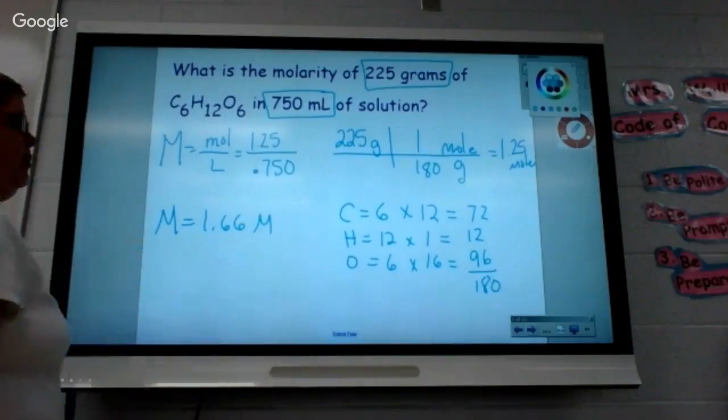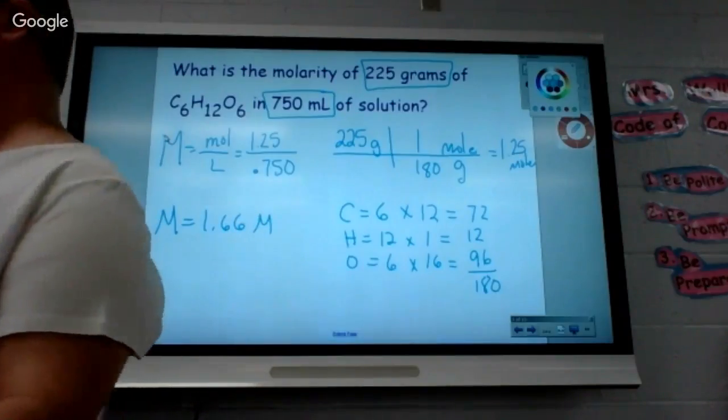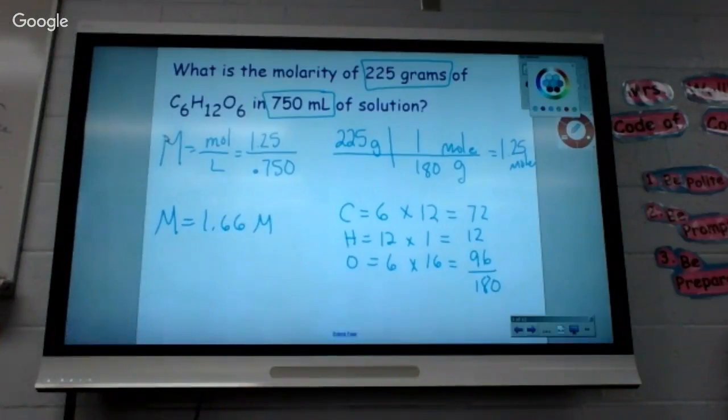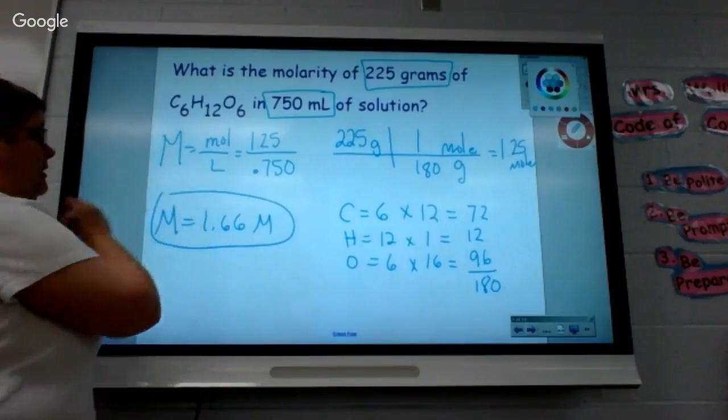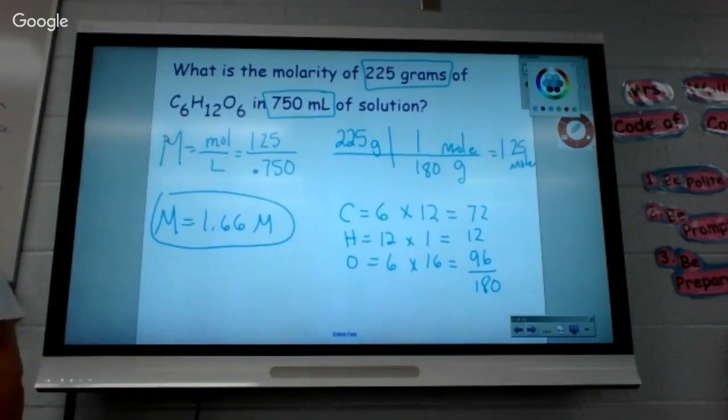And I'm going to put big M on the end because I'm lazy like that. And I'm not going to write moles over liters. That's the answer. Any questions?